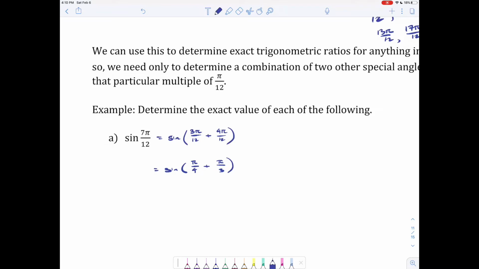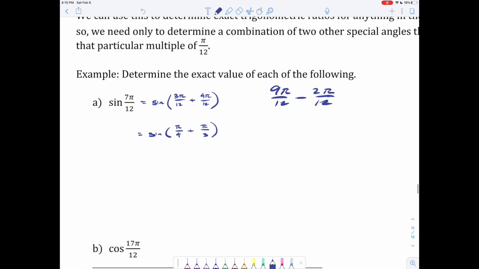And it's worth noting, this isn't the only combo that will work. You can even say that it's 9 pi over 12 minus 2 pi over 12. That works too. That will give you 7 pi over 12. You'll be using a difference formula in that case, but it will still work. So there are multiple ways to play with this whole thing. You will still get the same correct answer as long as your summation or your difference is correct here.